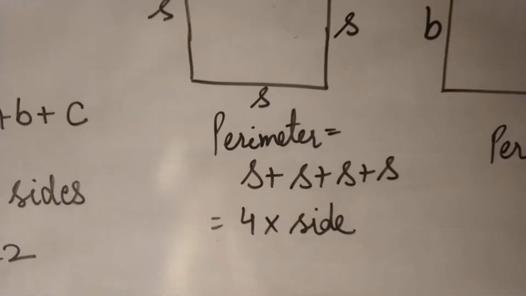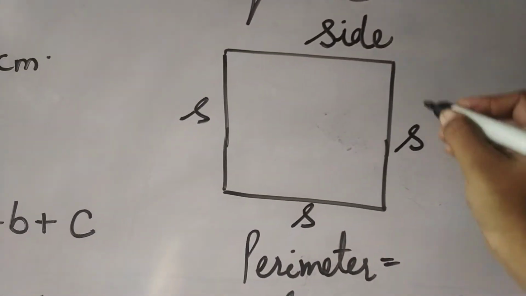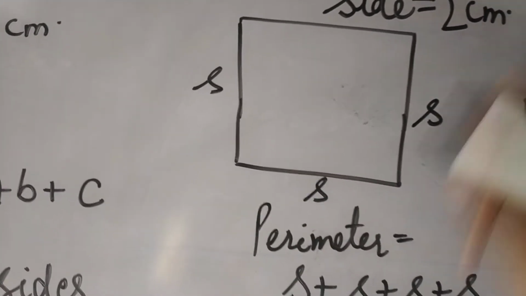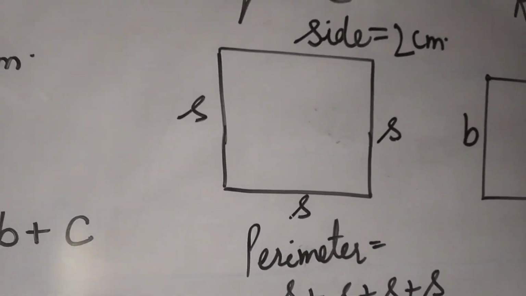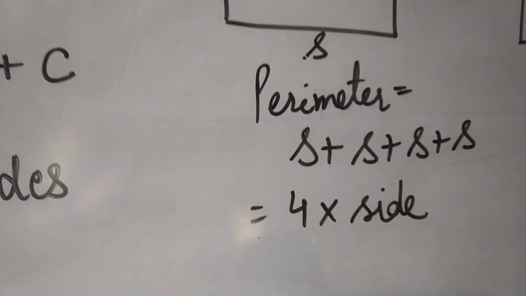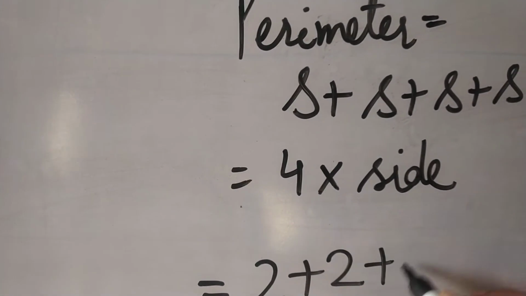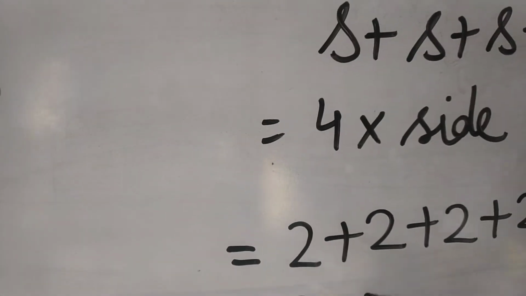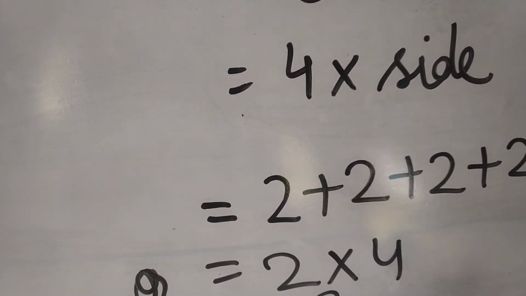Just like that, I will find out the perimeter of this square. Suppose the side of this square is 2 centimeter. So this will also be 2 centimeter and this will also be 2 centimeter. So I can find it by 2 plus 2 plus 2 plus 2, or I can write it as 2 multiplied by 4, that is 8 centimeter.